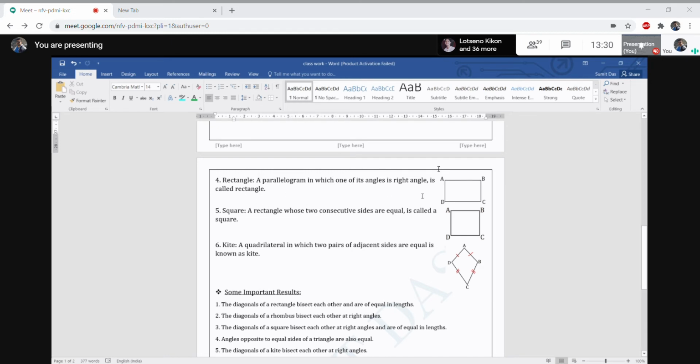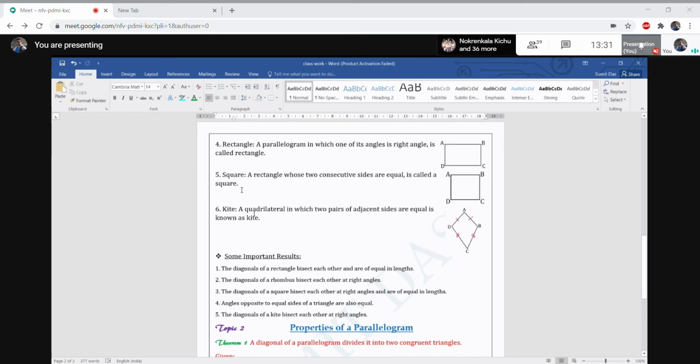So, rectangle, as I told, is a parallelogram in which one angle is a right angle. Then square. What is a square? A square is a rectangle whose two consecutive sides are equal. ABCD is a rectangle whose two consecutive sides are equal, then it will be called a square.